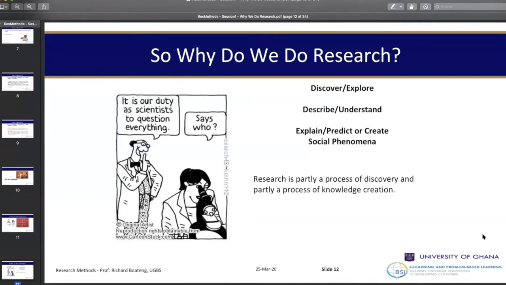It can be yes, no, or maybe. Through its discovery, it could create something which is tangible or create knowledge, which may be intangible. But that knowledge that it has created then becomes the foundation for future research. That's why we say that research is partly a process of discovery. You are discovering something, and partly a process of knowledge creation.